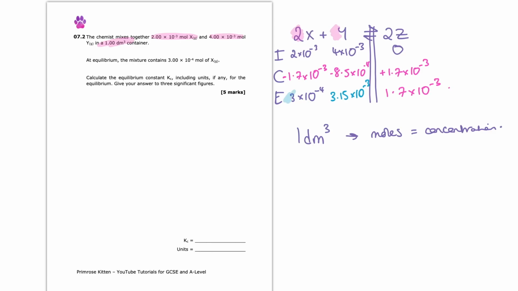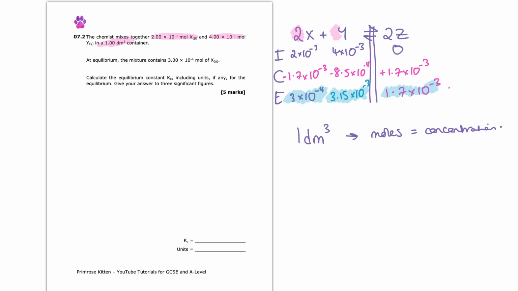It's worth just pointing out there that all of those relate to the moles. If this was a different type of question and say the volume wasn't 1, we would then want to work out the concentration to find Kc. But because this is just 1 decimeter cubed of volume, the moles is the same as the concentration.